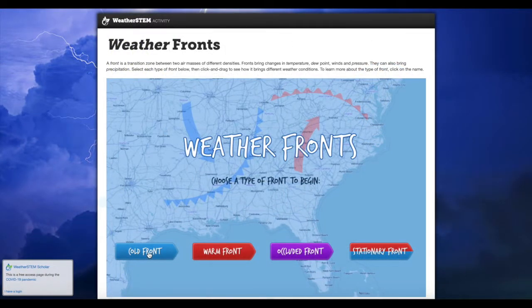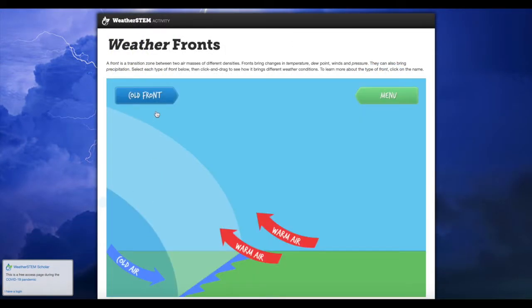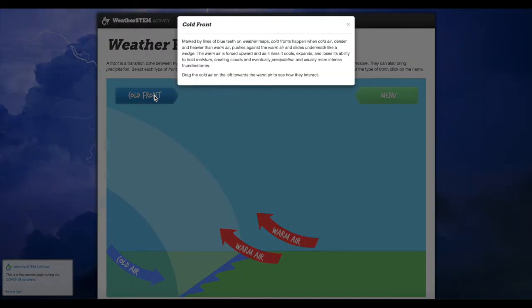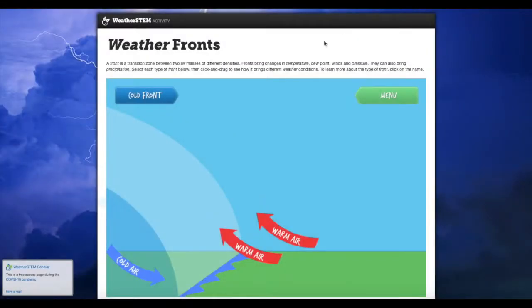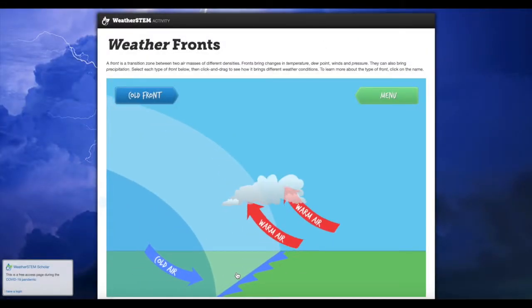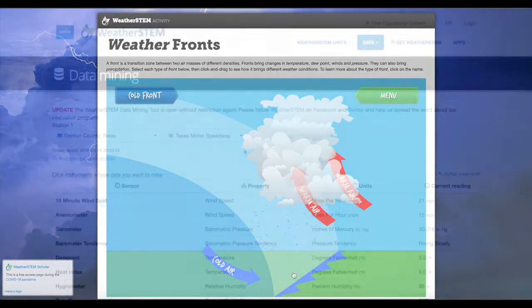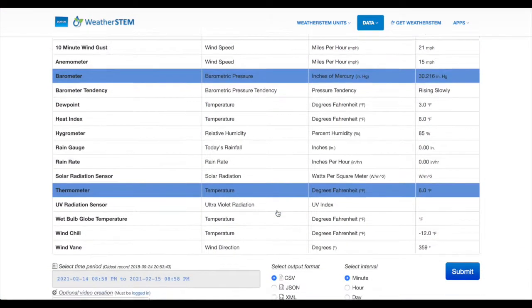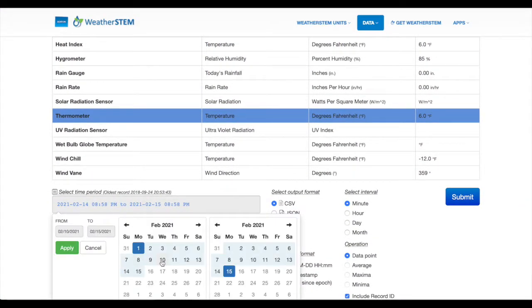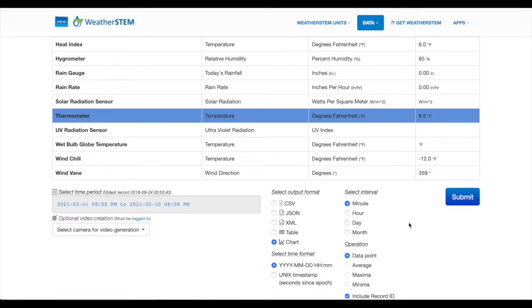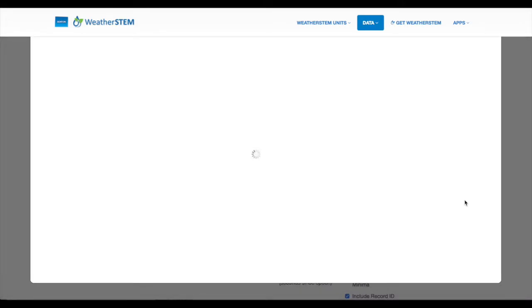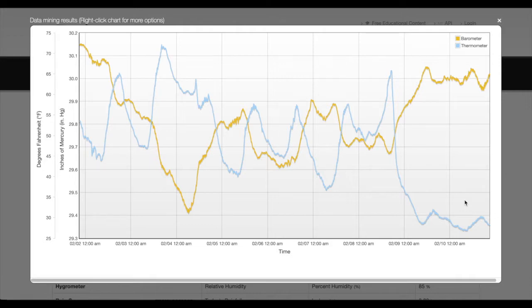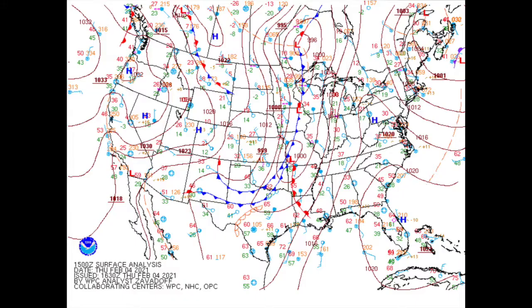Students can further explore these different fronts through an interactive resource. By selecting a front, students can click on a definition and then drag the air mass to see a cross-section of what happens in the atmosphere. Using the data mining tool, have students display data over a 7 to 10 day period from one of the WeatherSTEM stations across the United States and see if they can identify any potential frontal passages.